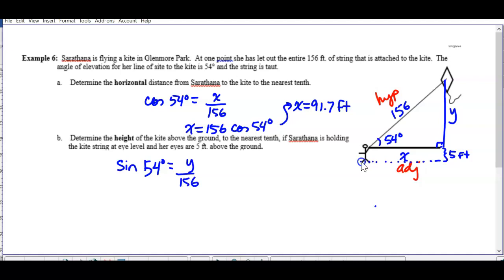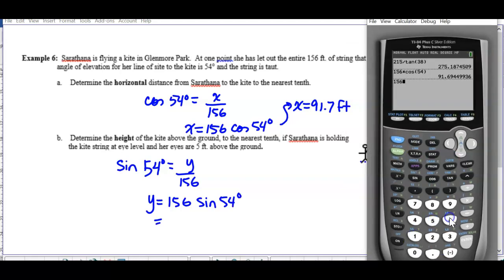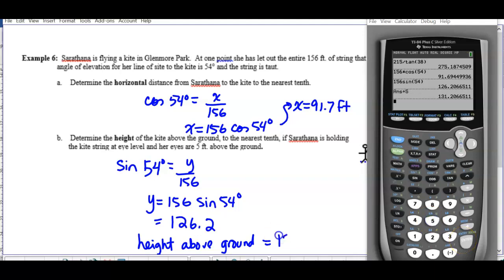Now you could use tan, now that you know x, but then you would want to go back and use the unrounded value for 91.7, not the rounded. In any case, we solve for y here. So y is going to be 156 sine of 54, and that's 126.2. And then, so the height above ground, we have to add the 5 to it. So plus 5, 131.2.